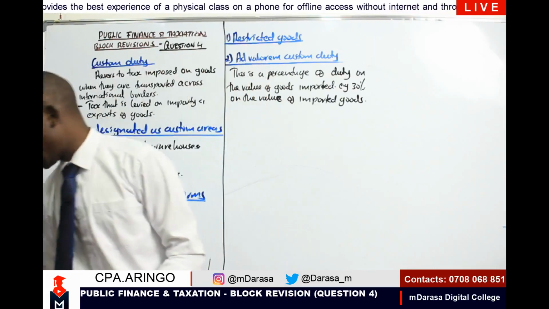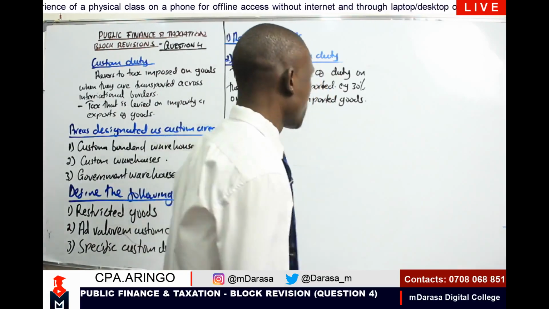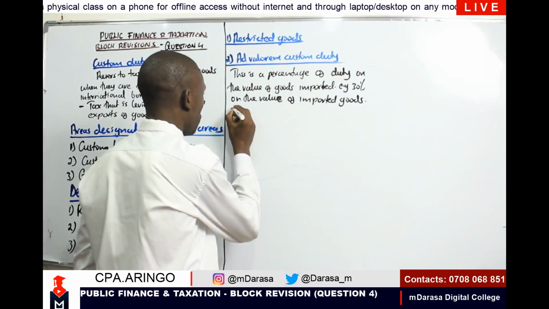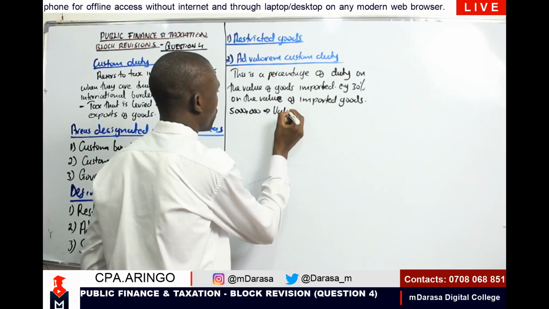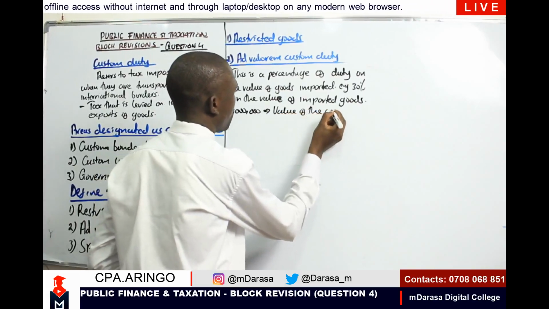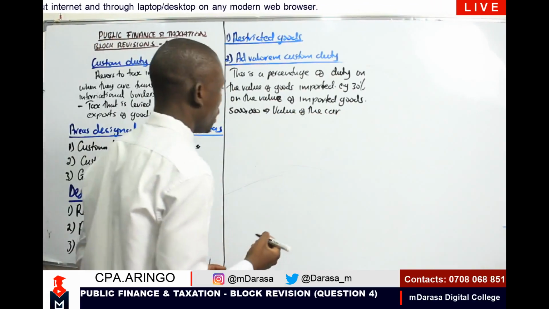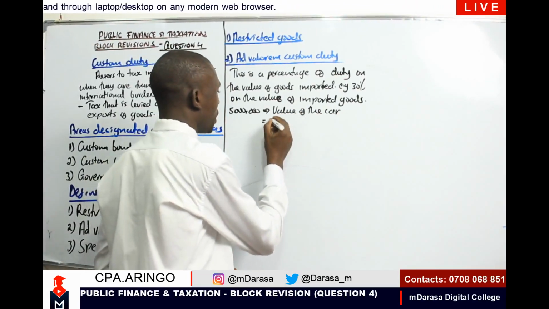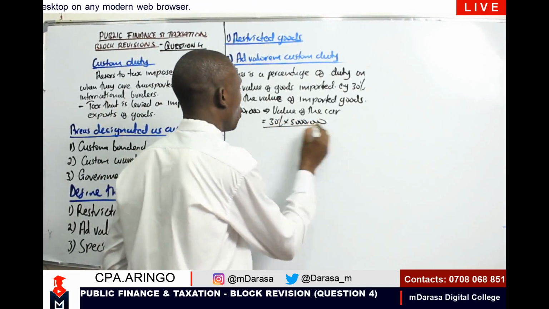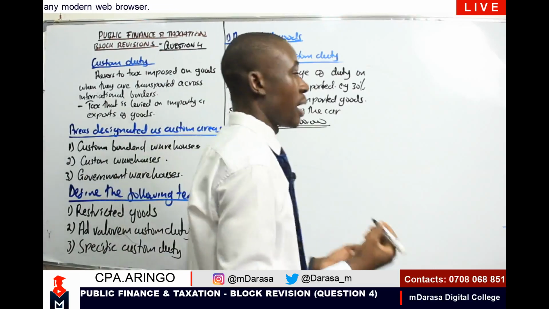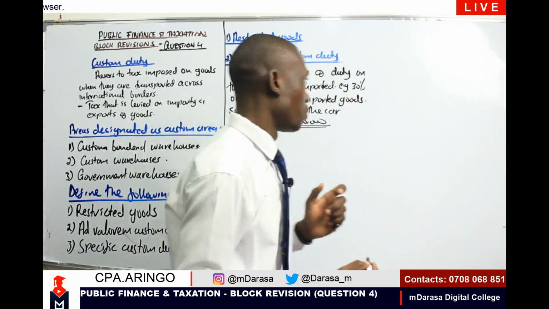Take, for example, this case. Maybe we are importing a car, and the value of the car, assuming, is 5 million. So ad valorem customs duty will come into place whereby I'm going to take 30% of the 5 million. That is what you are going to term ad valorem customs duty.